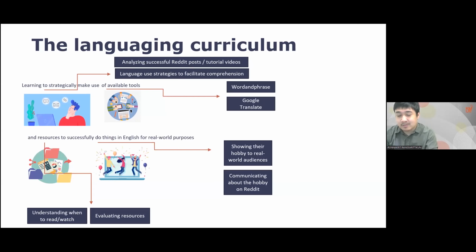And to successfully do things in English for real world purposes, we ask students to make their own video to show their hobby to the world. In this one, they have to create a tutorial video and then post it on YouTube. So they can show their hobby to a real world audience and do things in the real world for real world purposes. The other example is to communicate and interact about the hobby on Reddit. That means using English for real world purposes and in a real world context.